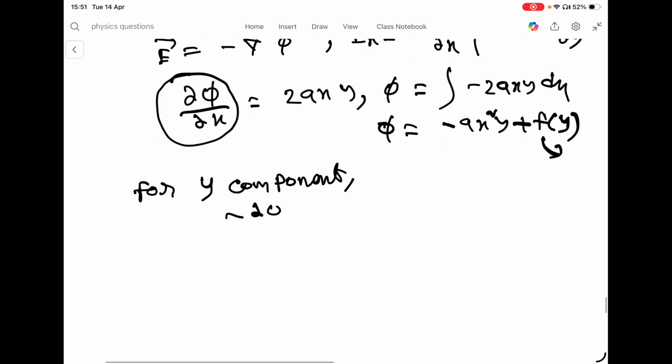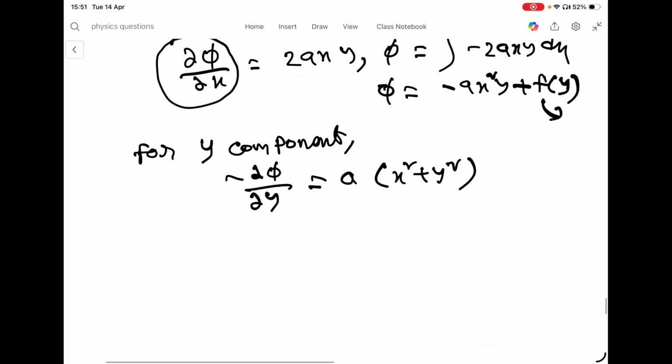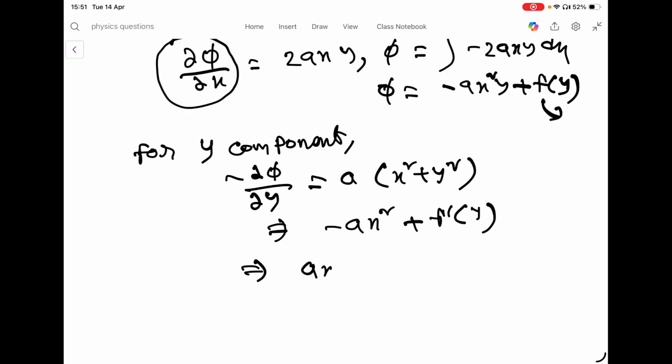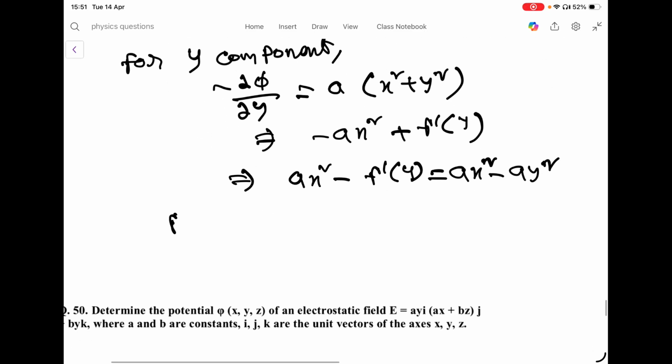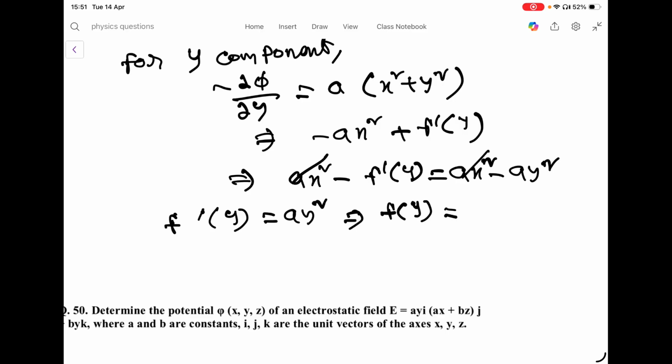and for the y component, what will you get? Minus del phi by del y equal to a into x square minus y square. Just partially differentiate with respect to y, nothing else. So it will become ax square plus f dash of y, and ultimately when you solve this, it will become ax square minus f dash y equal to ax square minus ay square. So f dash y equal to ay square, right? This term will be cancelled. So finally, f of y will be the integral of ay square dy, and it will become ay cube by 3.